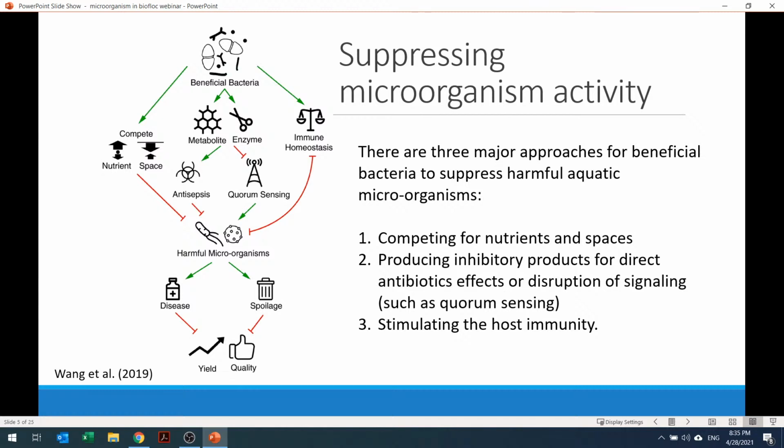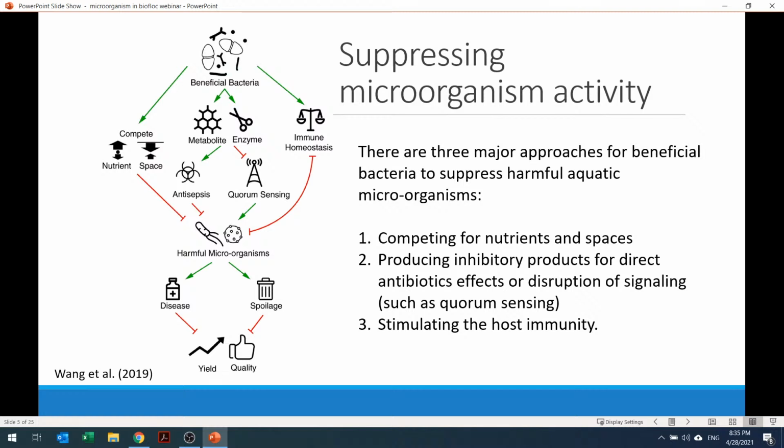Beneficial bacteria improve aquaculture yield and aquatic product quality by suppressing harmful microorganism activity. There are three major approaches for beneficial bacteria to suppress harmful aquatic microorganisms: competing for nutrients and space, producing inhibitory products for a direct antibiotic effect, or disrupting signaling, such as quorum sensing, and stimulating the host immunity.